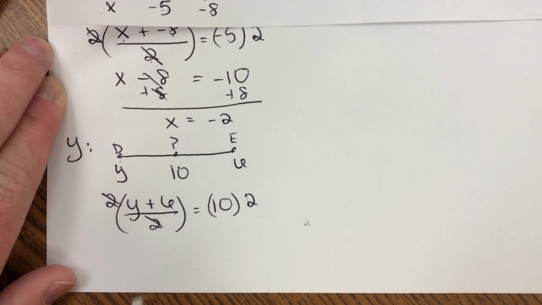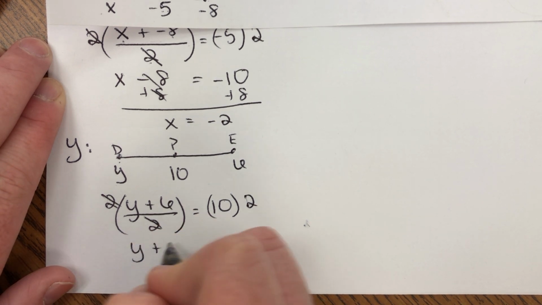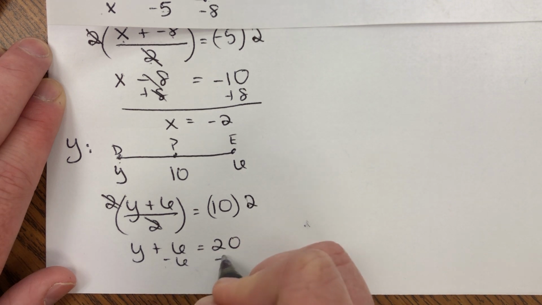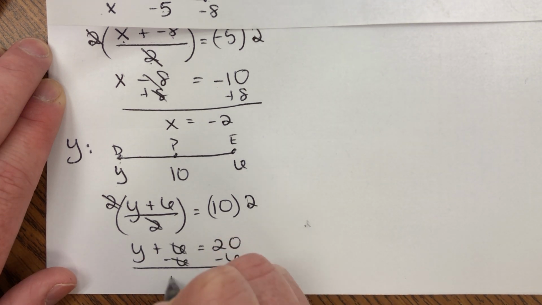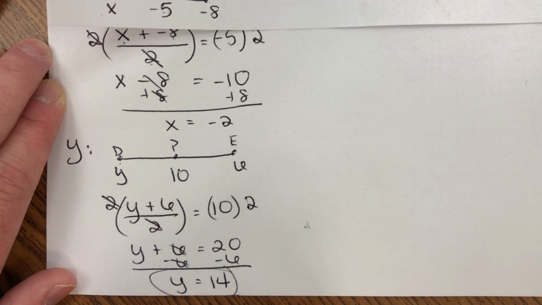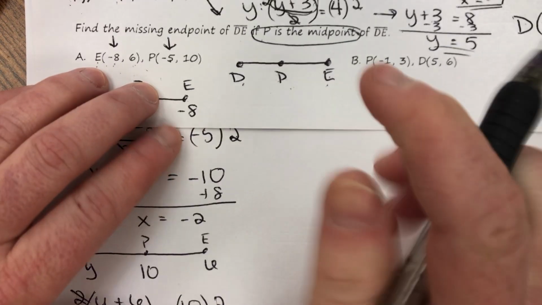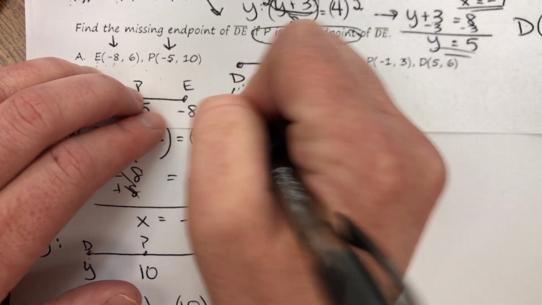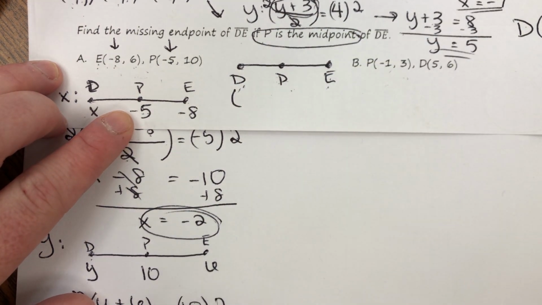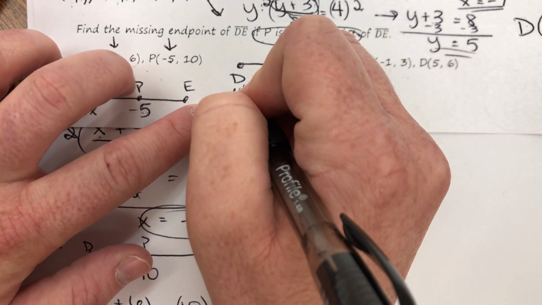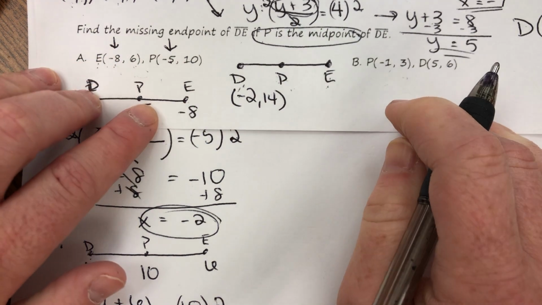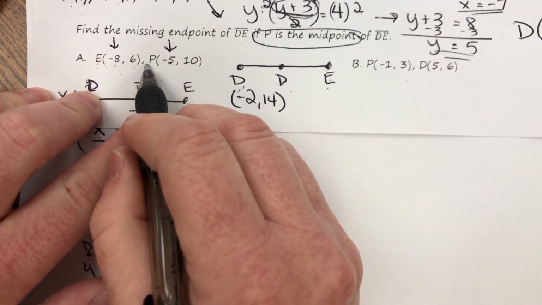This is why I had to have extra paper. It takes more room. Y plus 6 equals 20. Subtract 6, and I get y equals 14. Okay, so for my endpoint here, my x value was -2, my y value was 14, so -2, 14. Does that make sense for this problem?